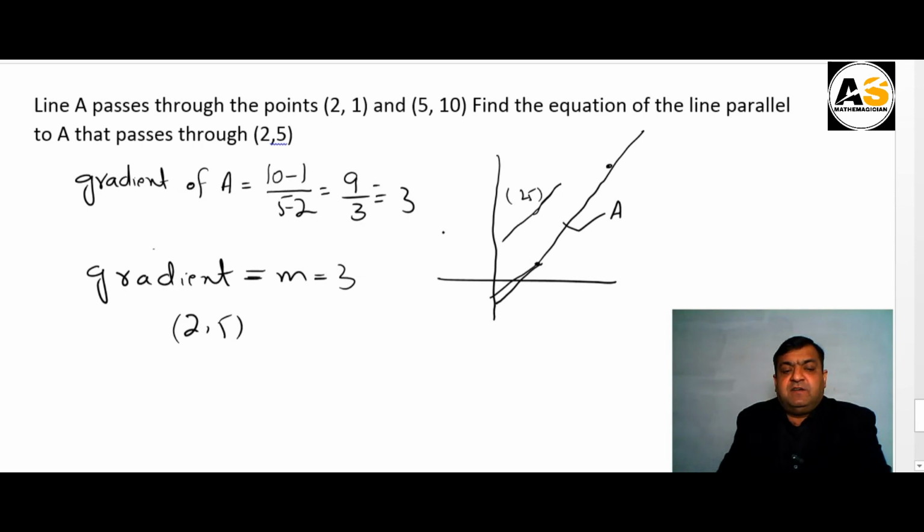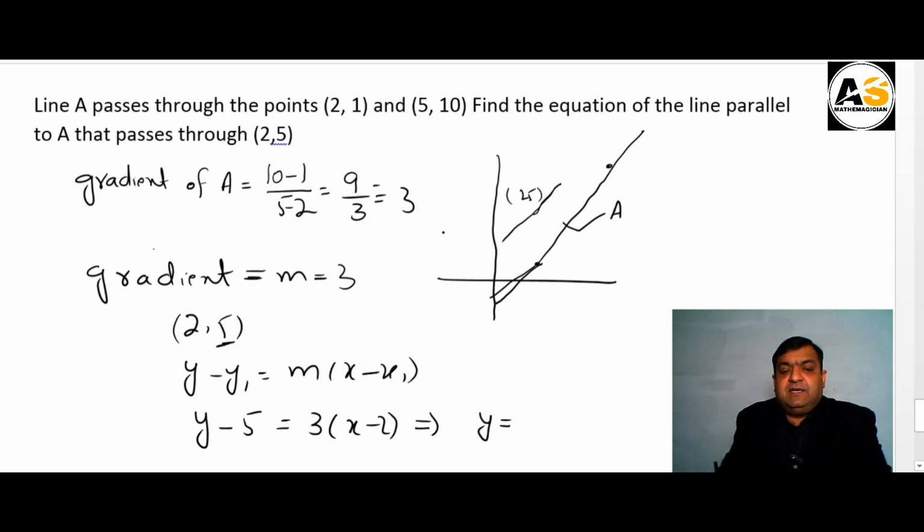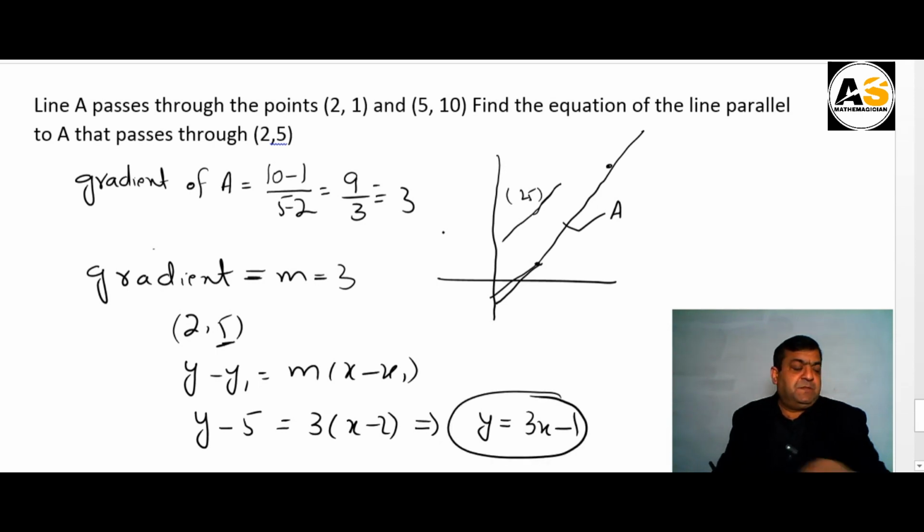This point does not give us the y-intercept. So we will use the form y minus y1 is equal to m into x minus x1. What is y1 over here? y1 is this 5, m the gradient is 3, into x minus x1. x1 is 2. This will reduce to y is equal to 3x minus 1. So this is the equation of the required line.